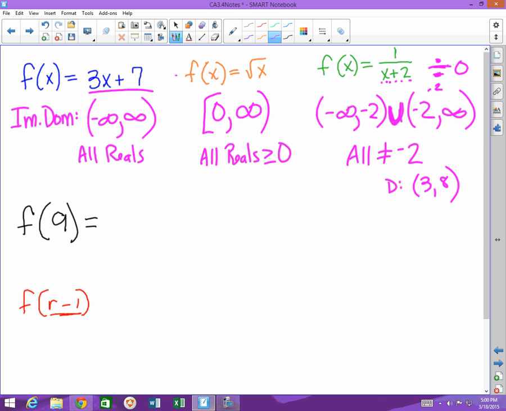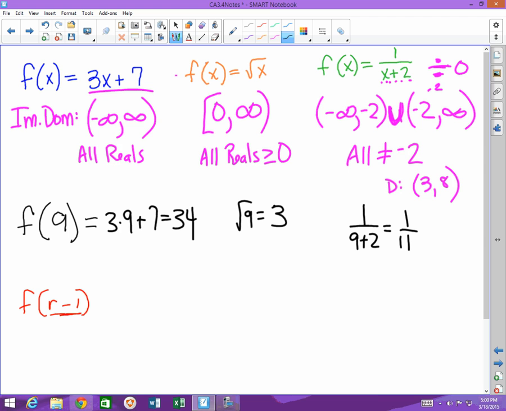And so with these, if you're just evaluating the functions, f of 9 means you would substitute 9 into the function. So here we'd have 3 times 9 plus 7, which would get you 34. Substituting 9 into this one, you'd have the square root of 9, which would get you 3. And substituting 9 in for this would put you at 1 over 9 plus 2, which is 1/11.